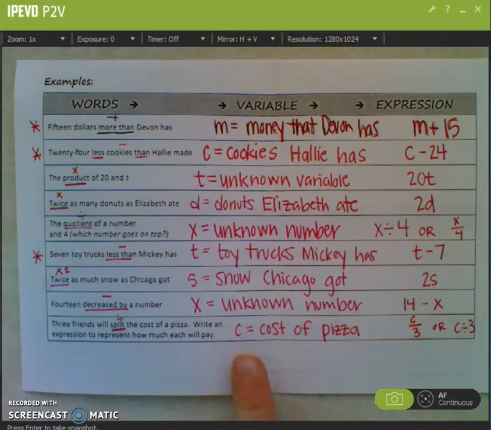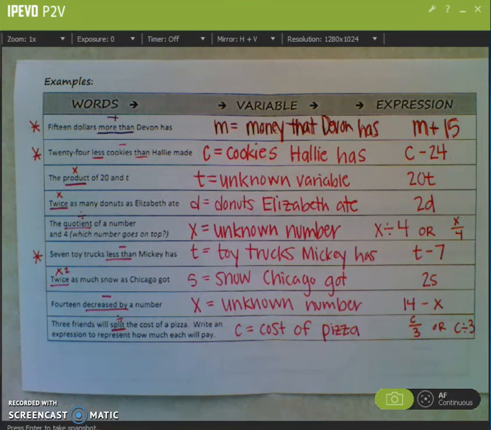What we don't know is the cost of a pizza. So I said C equals the cost of pizza. And then we're taking the cost and dividing that by 3, because we're taking the whole cost and splitting it between the 3 friends. So I have C over 3, which is really the best way, in my opinion, to write it. Or you could have written it with the division symbol, C divided by 3, as your expression. So either of those work.